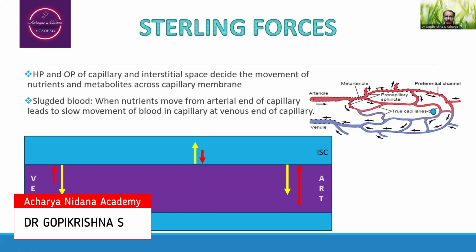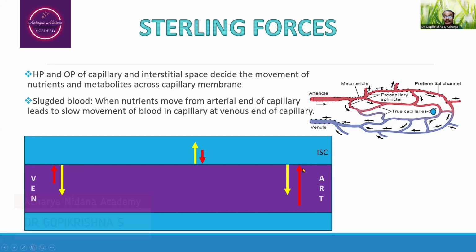What do you mean by hydrostatic pressure? Hydrostatic pressure is the one which is responsible for the push effect. That is what the red colored arrow shows. Whereas the one in the yellow arrow is generated by the proteins and electrolytes present in the capillaries. That is considered to be the pulling effect. So this is what is considered to be oncotic pressure.